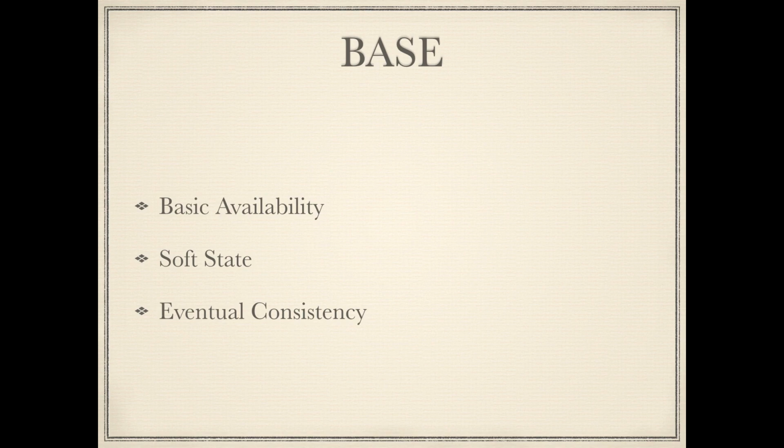Basic availability means each request is guaranteed a response, successful or failed execution. Soft state means the state of the system may change over time, at times without any input, for eventual consistency. Eventual consistency means the database may be momentarily inconsistent, but will be consistent eventually.